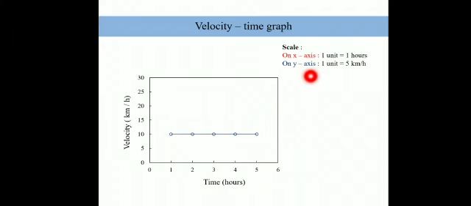Similarly on the y-axis, how much is 1 unit? From 0 to the first line, if we check, it is 5. 5 what? Velocity, in kilometers per hour. So 1 unit on the y-axis, we are measuring as 5 kilometers per hour, right? Now if you check this straight line, this is a graph of some vehicle which was moving. We have taken the velocity of that vehicle, what the velocity was at what time, and then we obtained this graph. Now what can we say from this graph just by looking at it?